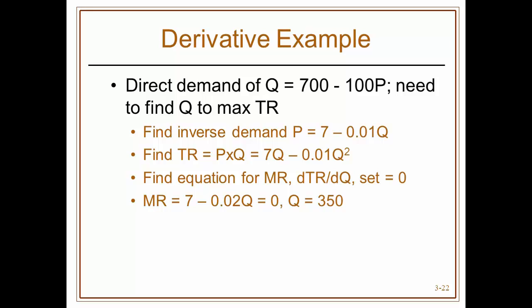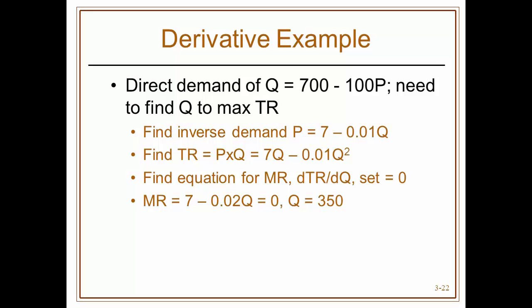But if I want to get to the top of that total revenue hill, then I can set that equal to 0, because I want marginal revenue to be 0, at the point where the slope of the total revenue line is 0. So let me set up this equation, 7 minus 0.02 Q equal to 0. And then I can solve for that. What value of Q is going to make that happen? If you algebraically rearrange things and solve it, you get a Q equal to 350 units.